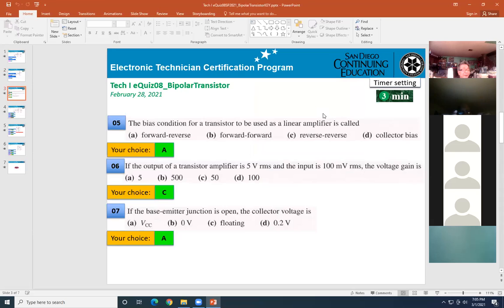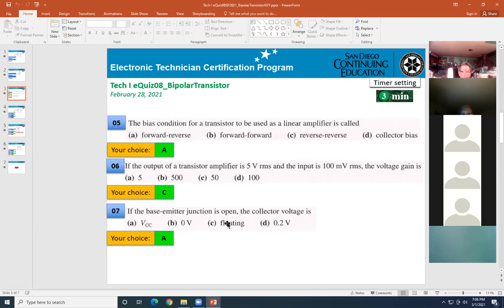The bias condition for a transistor to be in linear operation: the answer will be one diode forward biased and the other diode reverse biased. If the input is 5 volt and the input is 100 millivolt, then the answer will be C. You take 5 volt divided by 2 millivolt; the millivolt must be changed to volt. You cannot divide volts by millivolts. So the answer will be 50.